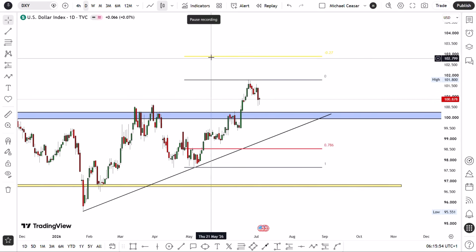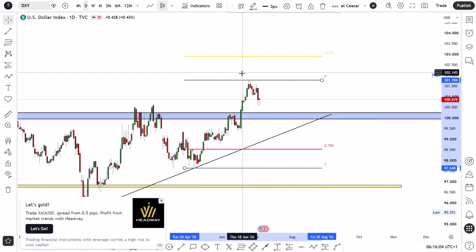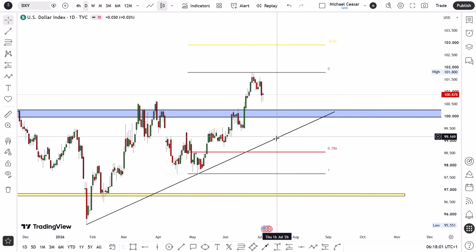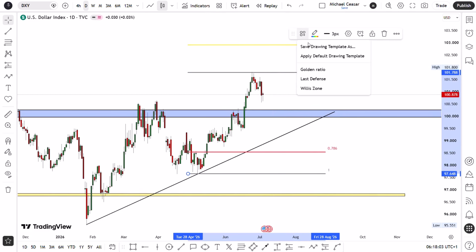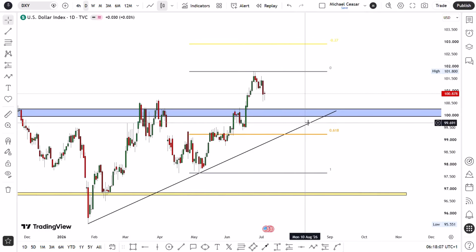DXY, guys, I'm trying to change this to my 0.6 Fibonacci, but my screen recorder is blocking. I think I'll sort it out definitely. So yes, I'll change this to my golden ratio to see where it is. Okay, so I have a confluence region at this particular zone. So I'm expecting the DXY.